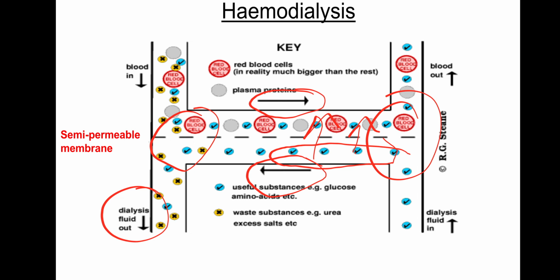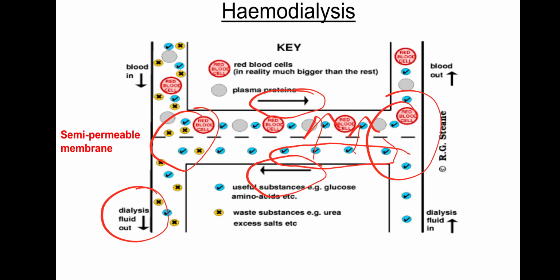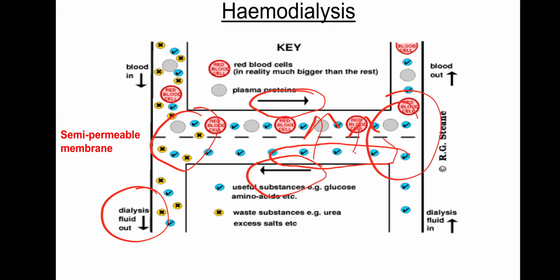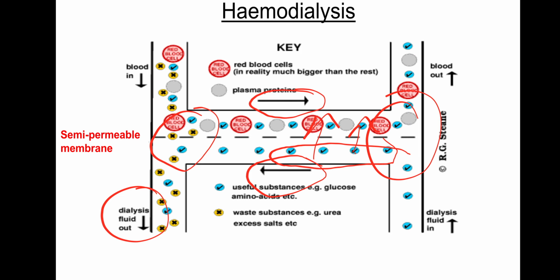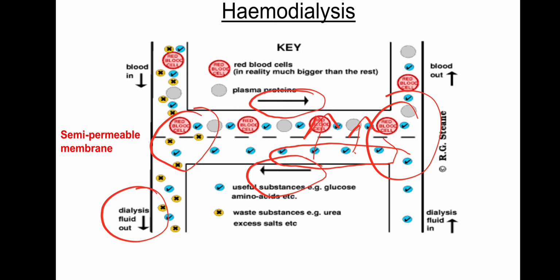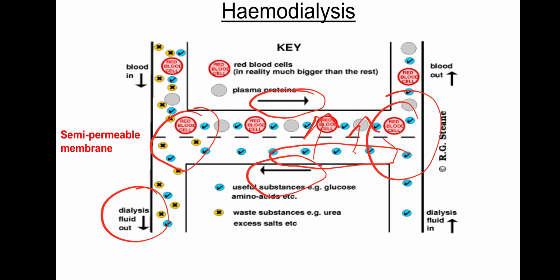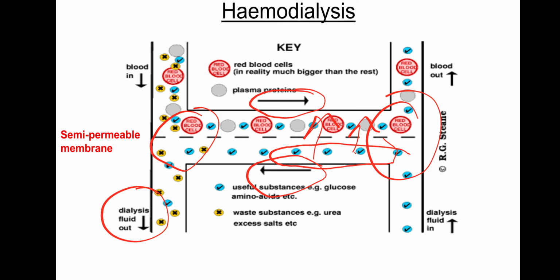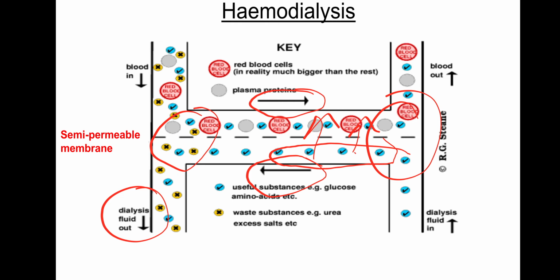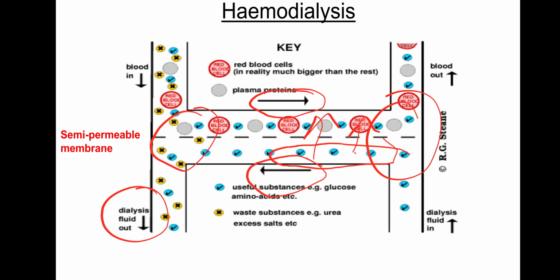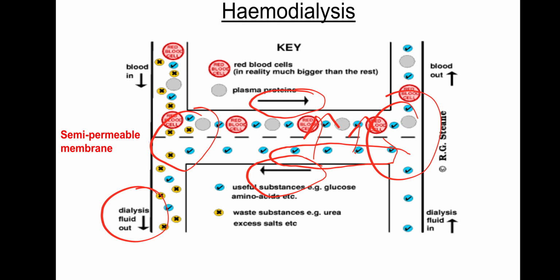Whatever is good that the patient needs, glucose, vitamins, minerals, will remain in the body. Just the waste material will be out. Let's say the patient has too much salt, salt also goes out. Even though salt is important for the body, the concentration is higher inside the patient, so it will diffuse out into the machine.